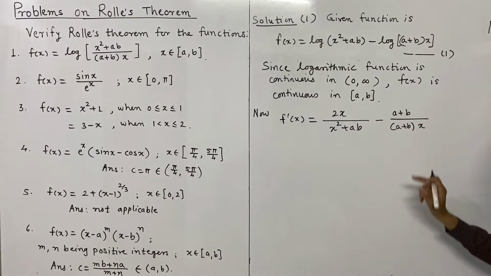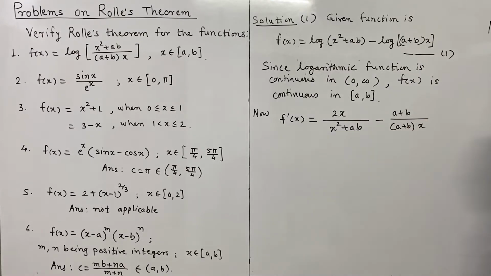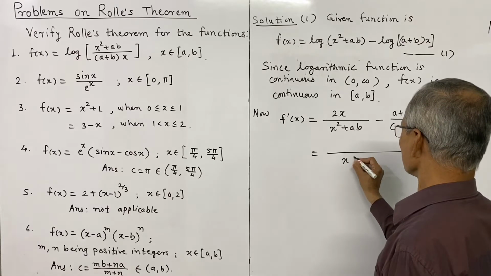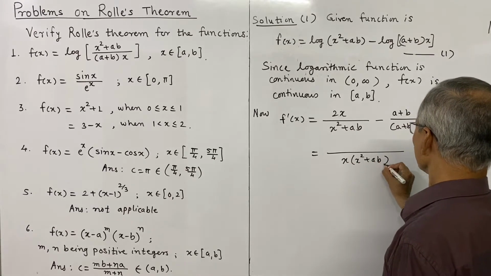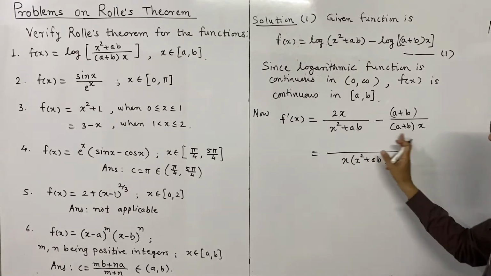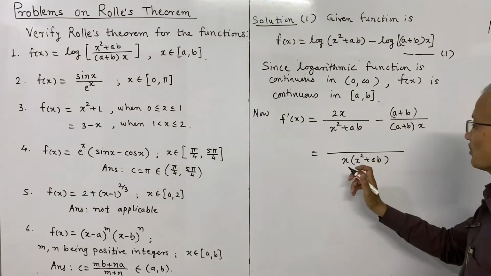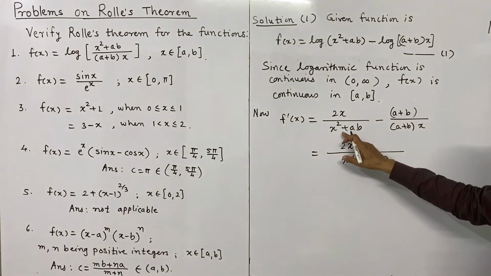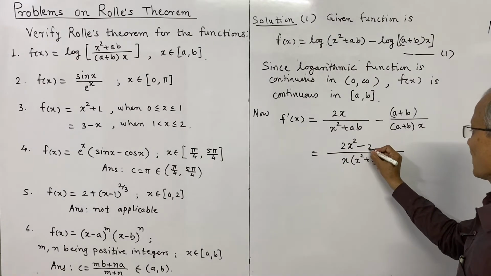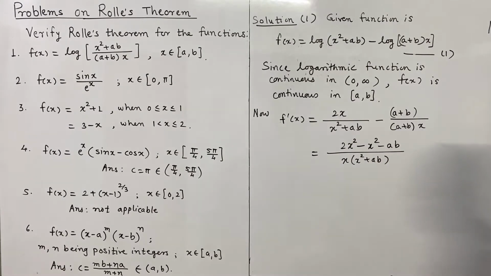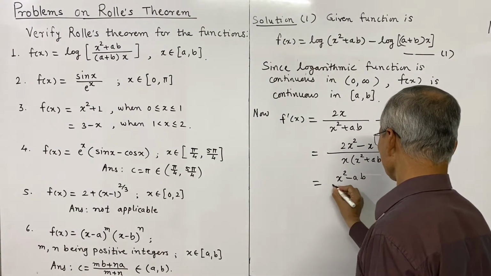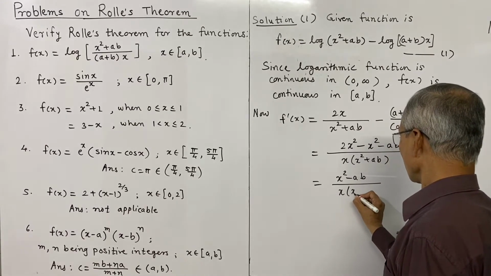Now see, this term cancels, and we get only 1 by x, and this can be simplified as we take the LCM as x into x square plus ab. This term is cancelled, x remains, product of these two, and now x into 2x, that is 2x square, and here it is 1, and x square plus ab, that negative sign is there, minus x square minus ab, which will be x square minus ab divided by x into x square plus ab.